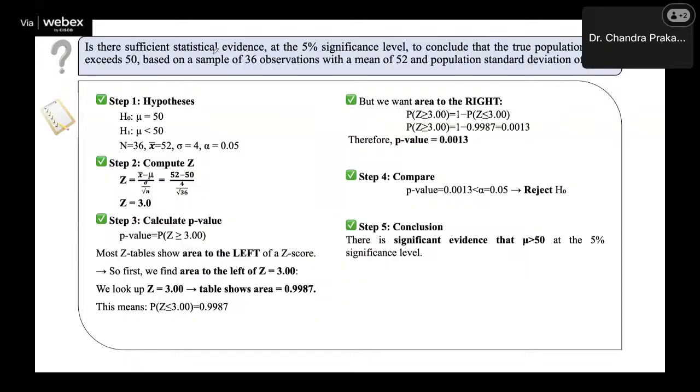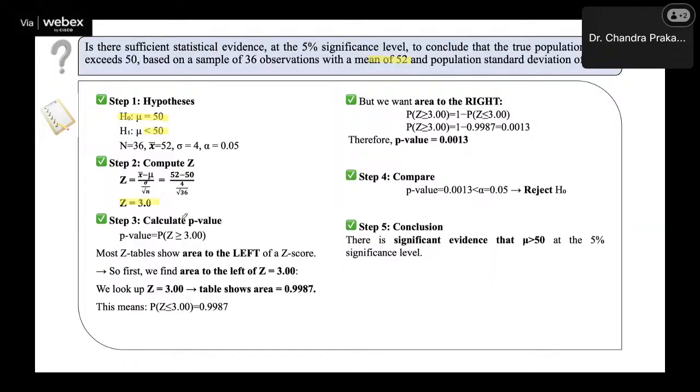Is there sufficient statistical evidence at the 5% significance level to conclude the true population mean exceeds 50, based on a sample of 36 observations with a mean of 52 and a population standard deviation of 4? Over here we again take the null hypothesis as mu equals 50 and the alternate hypothesis as greater than 50. It's a one-tail test, as you can see, because it increases. Then we apply the Z test, and the Z value came out to be 3.